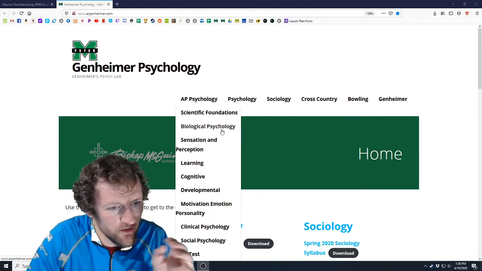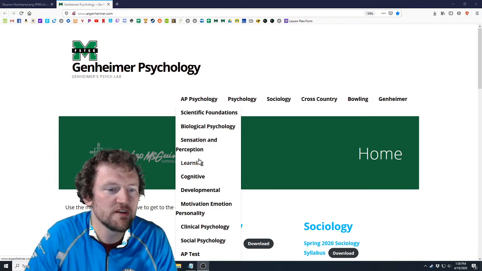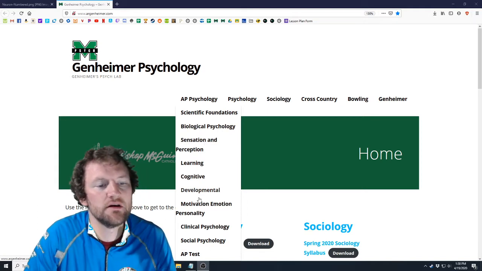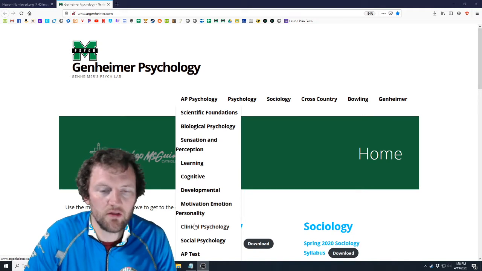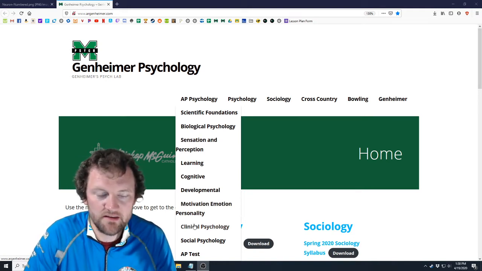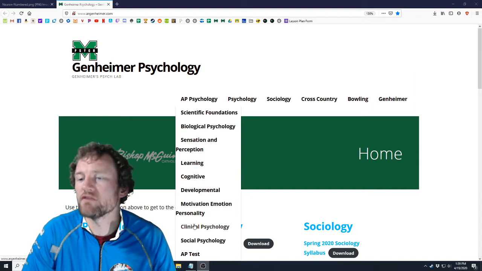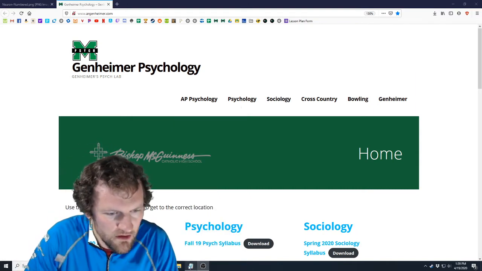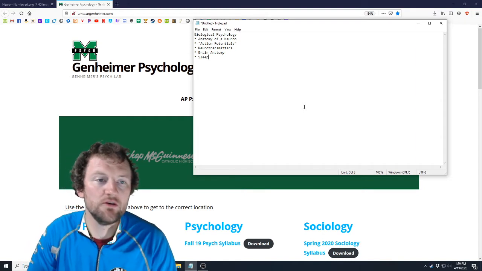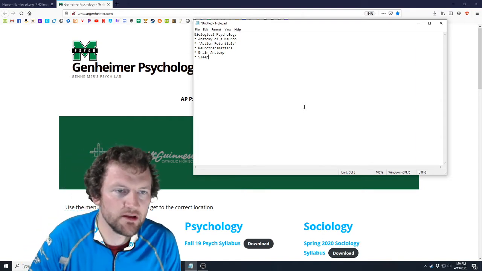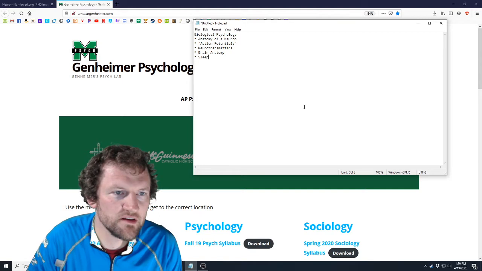And then 3, 4, 5, 6, and 7 are sensation and perception, learning, cognitive, developmental, and motivation, emotion, and personality. We are not doing clinical, although we already did that, but it will not be on the AP test. And we're not doing social. And that'll leave us a couple days to review and practice up on our FRQ, because as you know, that's the only thing that will be on this year's AP test.